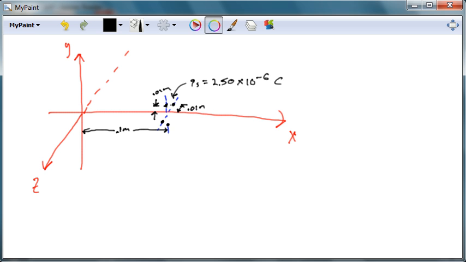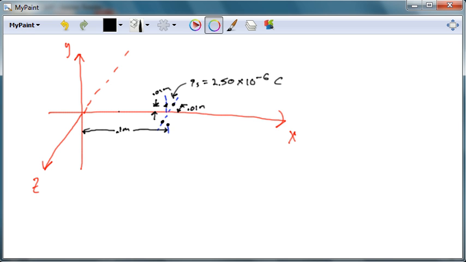Now by symmetry, since they're all the same distance away from the axis, the component of the force perpendicular to the x-axis due to this back one is going to be in the plus z direction, and the component of the total force due to this one that's perpendicular to the x-axis is going to be in the minus z direction. So they're in opposite directions, and they're of the same magnitude because they're both the same distance away from the x-axis and the same distance away from the particle.